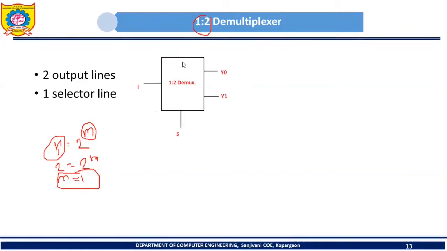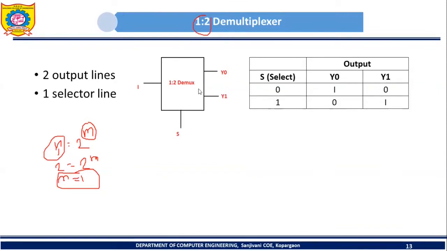Now see, this is the block diagram of 1:2 demultiplexer. There is one input I, 2 outputs y0 and y1, and there is one selector line, suppose S. Then let's try to understand the working of this particular demultiplexer with the help of this table. In this table, first of all, you can find one column which is labeled S, that is the select line. It corresponds to this particular select line. There is only one select line, so it can have only 2 values, either 0 or 1. Then there are 2 outputs y0 and y1, so those 2 outputs are shown here.